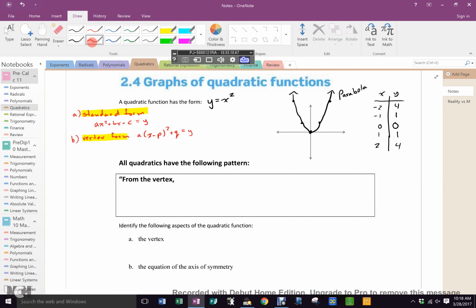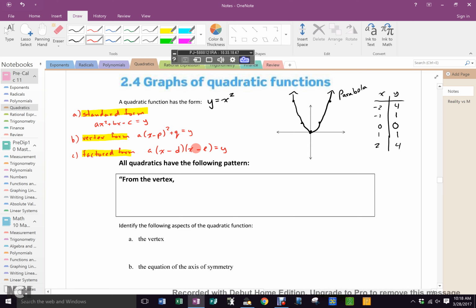Okay? And the third form it comes in is factored form. Which is a(x minus d)(x minus e). Any variable here, x minus e. Anything but x or y there.